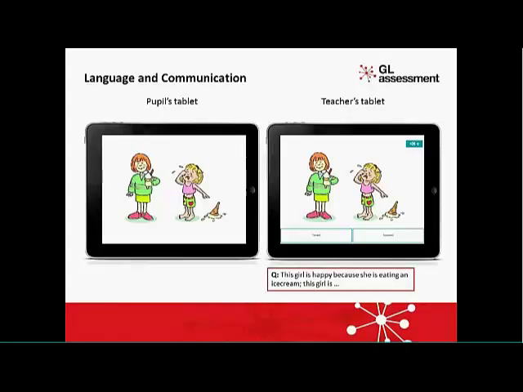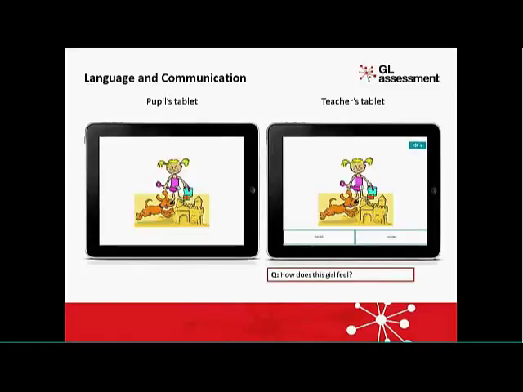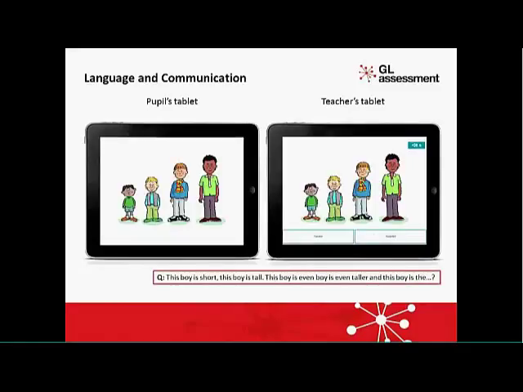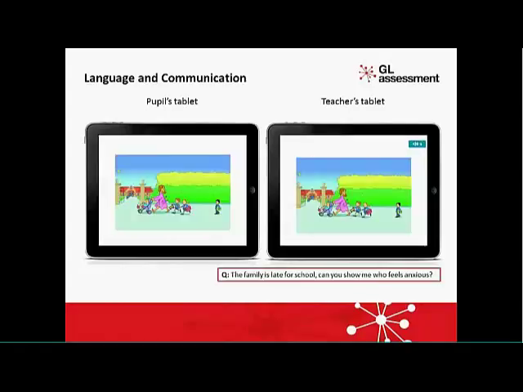That one's another gestured one about short and tall and taller and so on. Oh yes, it does say the question. Show me the girl is fed by the monkey. Okay, and this one is about a family group going to school and one little boy lagging behind, and can you show me who feels anxious? So that's actually quite a high level of difficulty. We do have to make sure that the questions actually differentiate right across the spectrum.